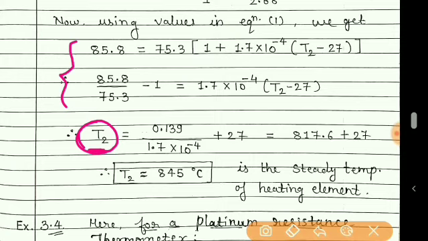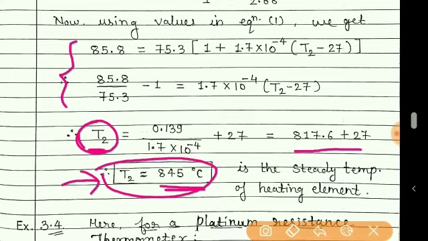Now you will get the answer as this much, and finally rounding up you will get T2 as 845 degrees Celsius. I hope you understood this. So this is the temperature when the switch is on for that toaster.